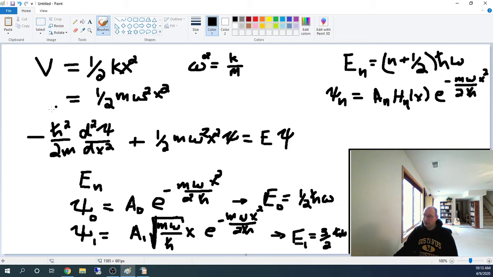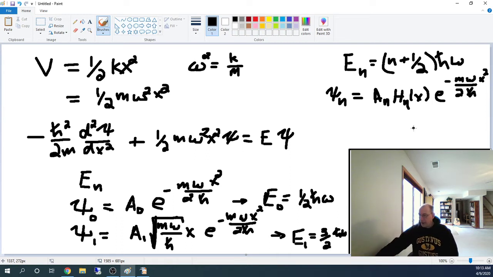These are the general solutions of this equation. You just have to look up what the nth order Hermite polynomial is, with the particular coefficient sitting in front of it and all that sort of stuff. So those are the solutions to the harmonic oscillator problem.